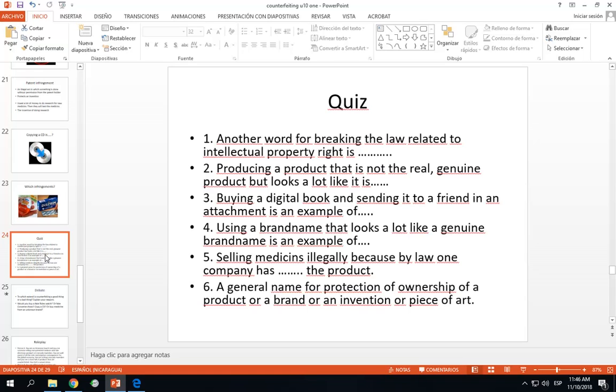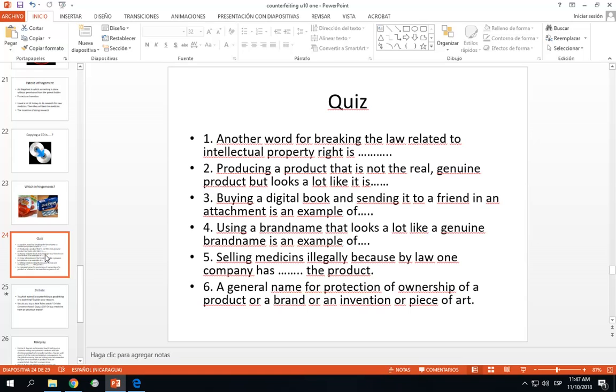Okay. The first one. Another word for breaking the law related to intellectual property right is infringement. You can find all those vocabulary at the end of the book. Producing a product that looks a lot like the real, genuine product is counterfeiting. And people who do that are counterfeiters. Buying a digital book is an example of copyright infringement. Using a brand name is trademark infringement.